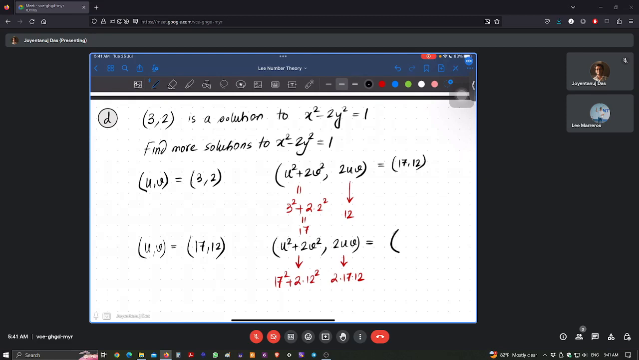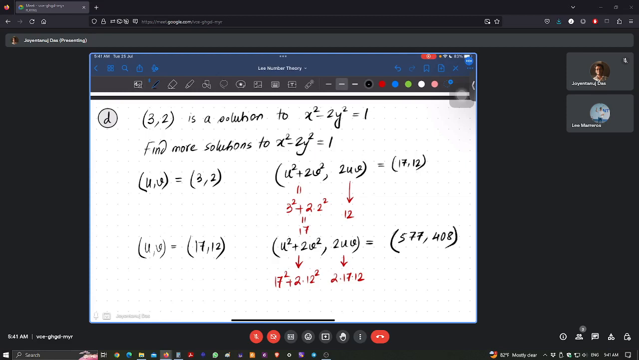So what is the first one? Let me check once. 17 square is 289. Yes, 17 square is 289, but I am asking the whole thing, plus 2 into 12 square. 577. Right, 577. And the second one is 408.